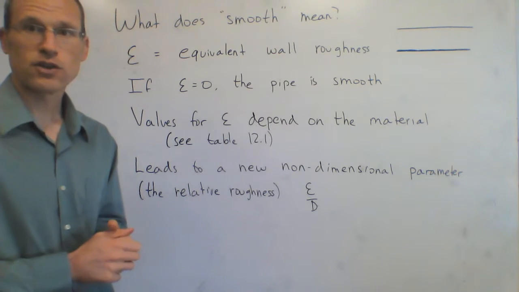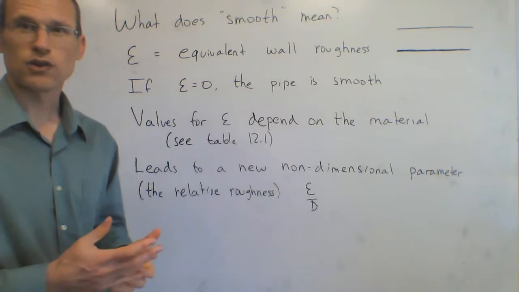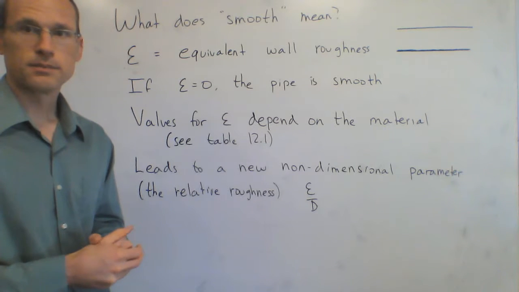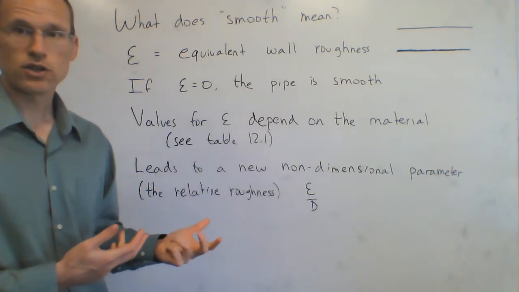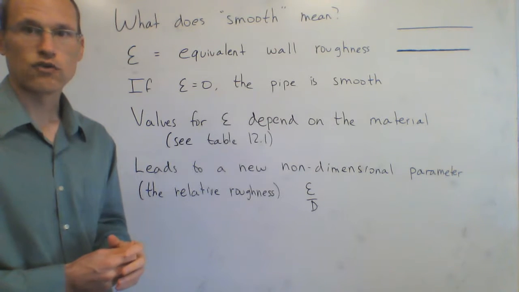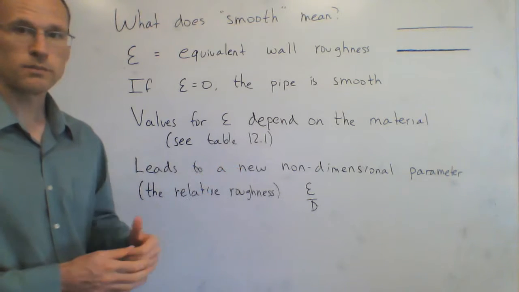That's obviously going to depend on the material. Some material is smoother than others. Plastic is pretty smooth. Concrete is fairly bumpy. So smooth plastic is going to have an epsilon value of 0, meaning it's smooth. Concrete is going to have a relatively high value of epsilon. Again, you find all the values in table 12.1.